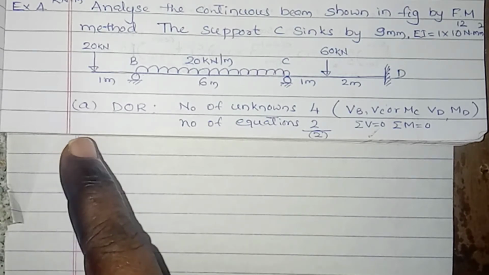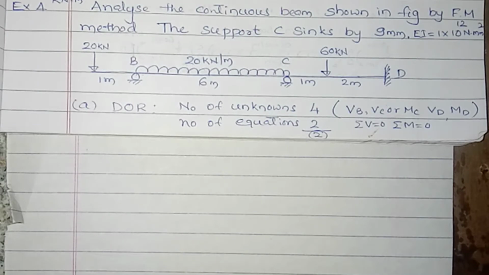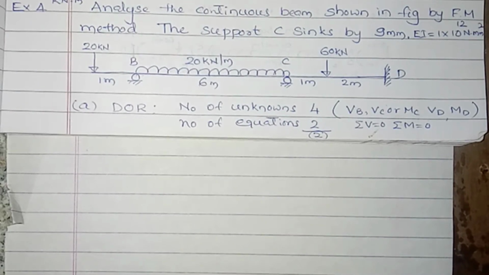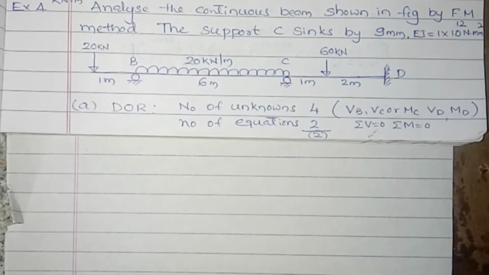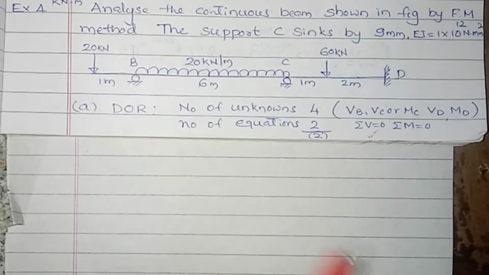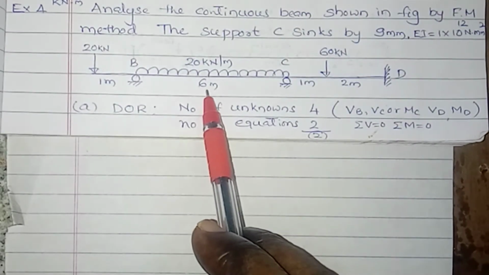Here at A, it is subjected to a point load of 20 kilonewton over the overhang portion AB of length 1 meter. Support B is a roller support, and B to C, the length is 6 meter and is subjected to a load of 20 kilonewton per meter over a length of 6 meter.